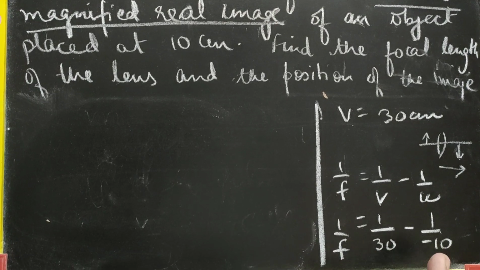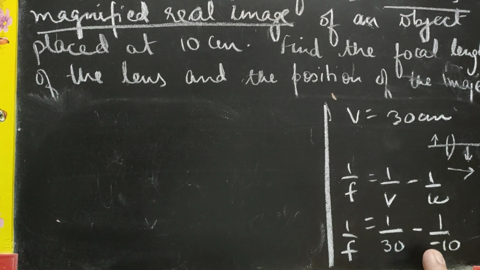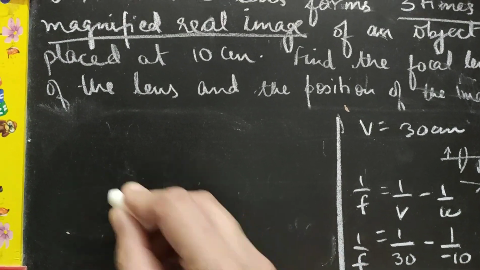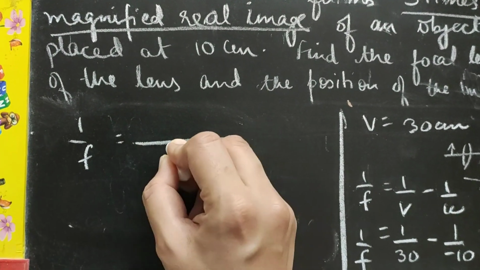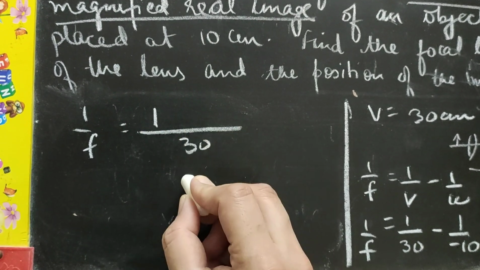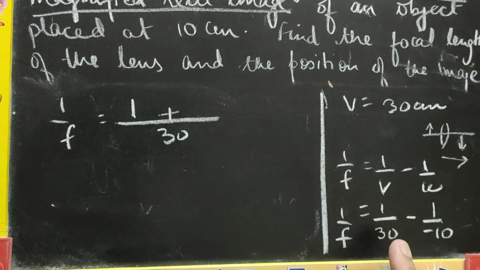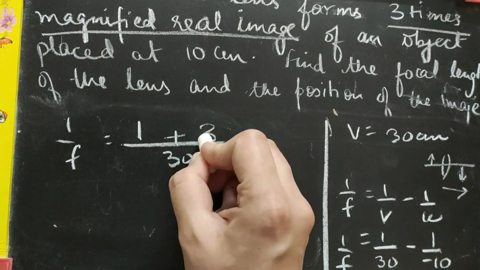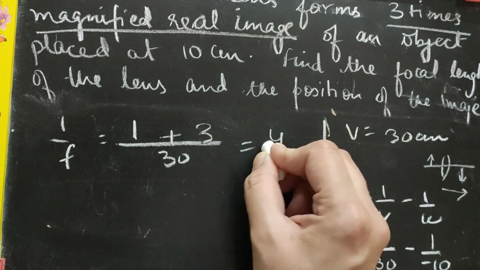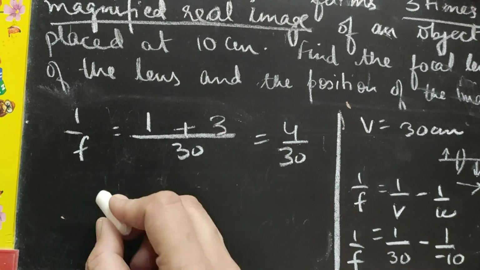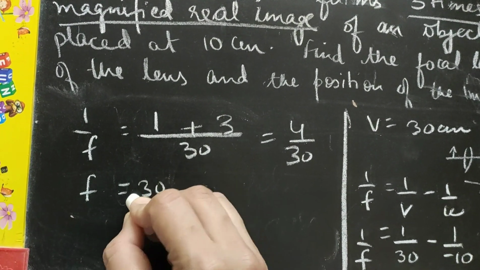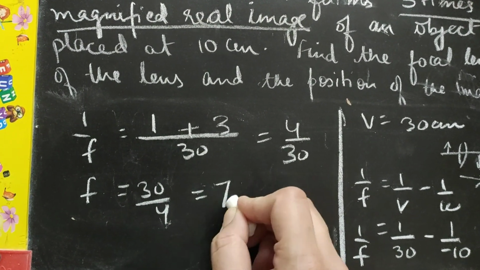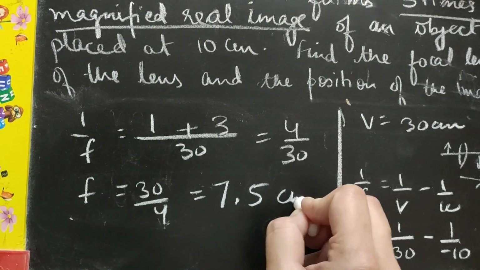So continuing from where we left, 1 by f is 1 by 30 minus 1 upon minus 10. Taking the LCM here, which is going to be 30 only, I get 1 by f is 1 plus 3 in the numerator, because there are two negatives, so that becomes plus. So this becomes 4 by 30, or I can write that focal length is 30 by 4, which when simplified will come around 7.5 centimeter.